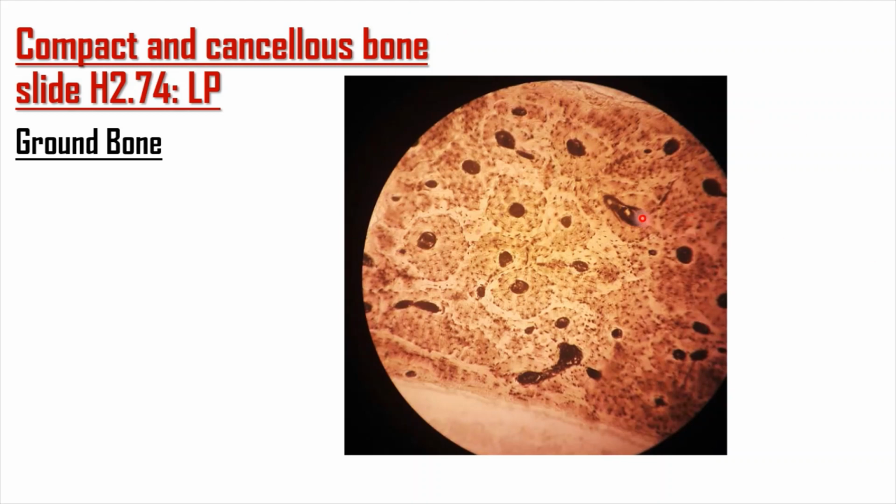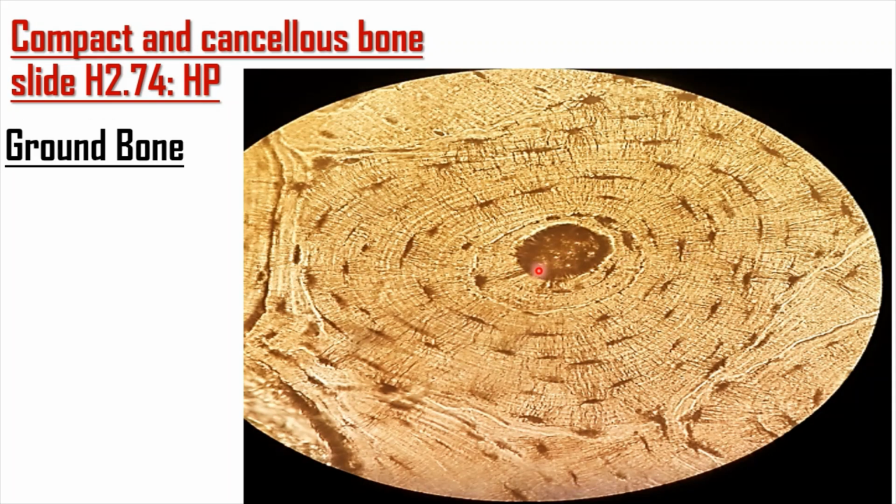Let me show you a high power ground bone that shows a very clear Haversian system. So this is ground bone showing the Haversian system. This is the central canal here. And then these concentric rings are what we call lamella. This is a lamella here, and this is a lamella here. Now in the lamella, you can see this is a lacunae that contains an osteocyte. So it's very easy to draw the osteon, which is a functional unit of a bone, the Haversian system, in ground bone.